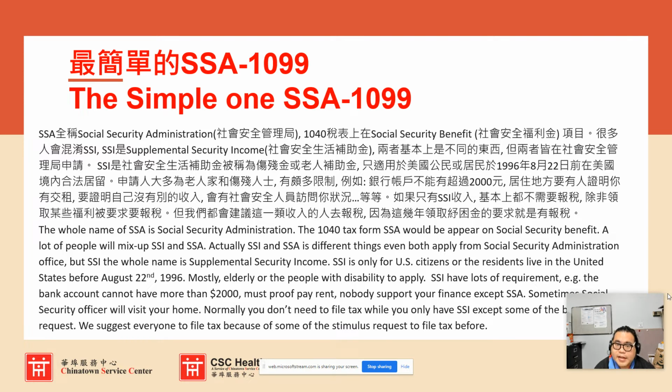And what is SSI? SSI's whole name is Supplemental Security Income. These are two totally different things. Like I said, SSA is retirement. SSI is for the person who needs this money. Most of the people who need this money are persons with disabilities or elderly who need some money to support their lifetime expenses.